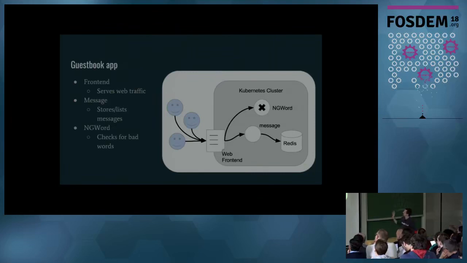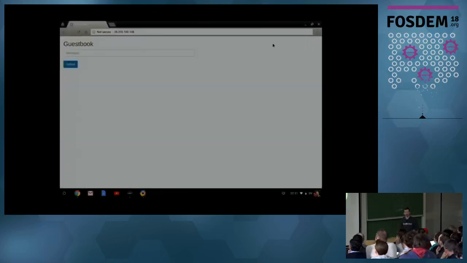Then we've got an ng-word service, and that's basically just to check if you're saying bad words in your messages. We want to keep things G-rated. So there's that service, and then we have a little web front-end application. To look at it, it looks just like this. Everybody's seen one of these things. You can say hi FOSDEM, and you run that, and it writes it into the list, yada yada yada.